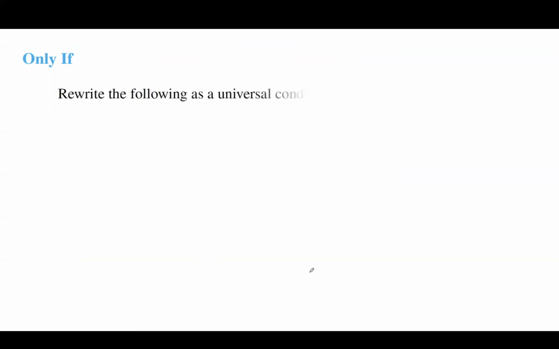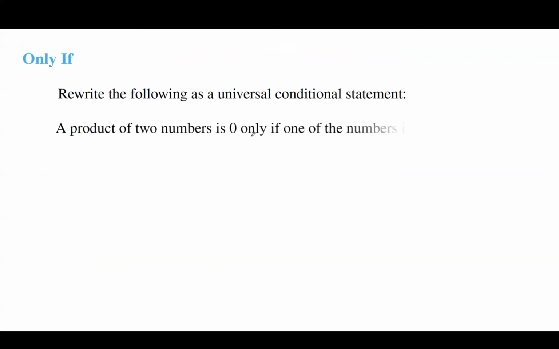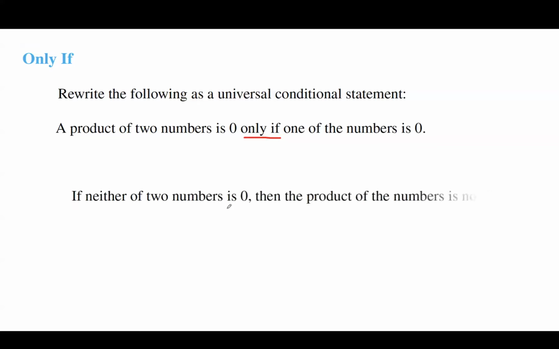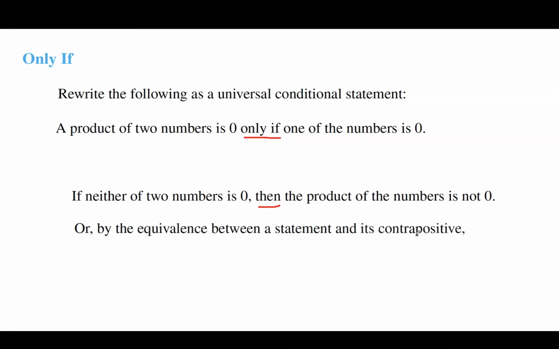Let's take a look at an "only if" example. Rewrite the following as a universal conditional statement: a product of two numbers is 0 only if one of the numbers is 0. You can write it this way: if neither of two numbers is 0, then the product of the numbers is not 0. Or you can use the contrapositive: if a product of two numbers is 0, then one of the numbers is 0.